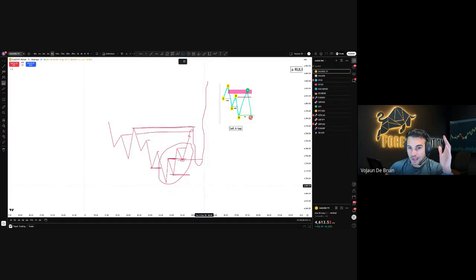So for instance, if we now have this setup and we know, okay, we have our liquidity that was swept, we have this low, we have our liquidity that was created, we need to wait for price to return to this level.